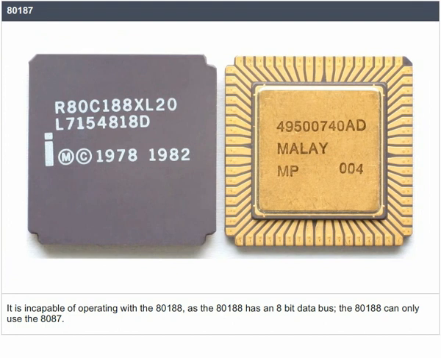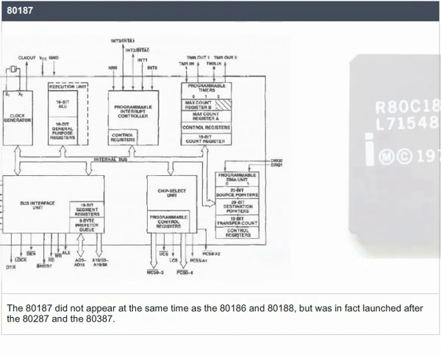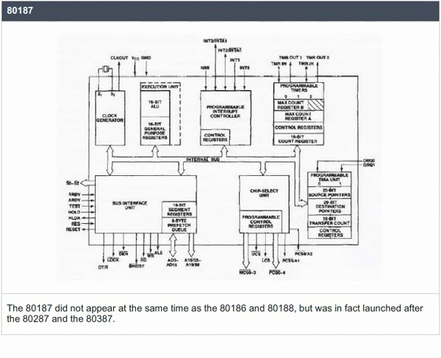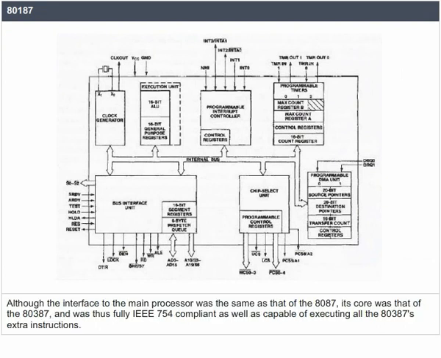The 80187 did not appear at the same time as the 80186 and 80188, but was in fact launched after the 80287 and the 80387. Although the interface to the main processor was the same as that of the 8087, its core was that of the 80387 and was thus fully IEEE 754 compliant, as well as capable of executing all the 80387's extra instructions.